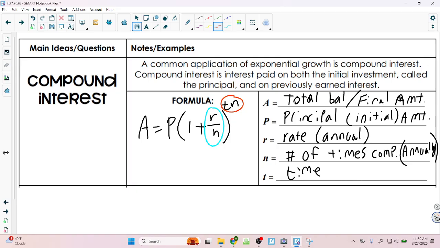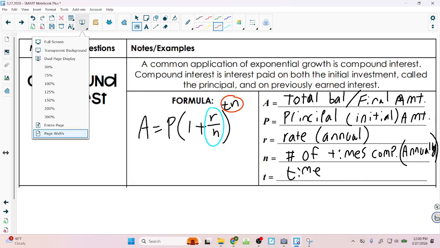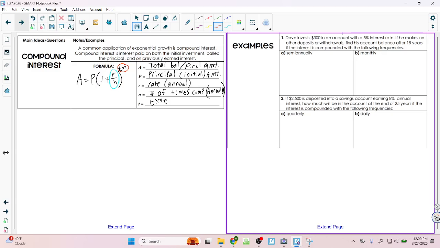And then we're going to multiply by the number of compounds, instead of, I don't know, 3 years. If it's quarterly, it's going to be 12 compounds, right? So T times N is the number of compounds total. Okay, if that's all right with you, I will split screen and go to some examples. Hopefully this is all right for you.